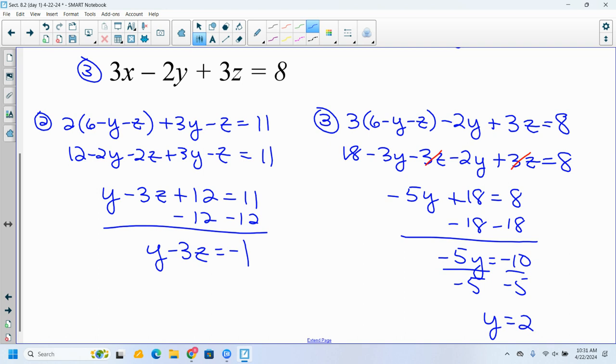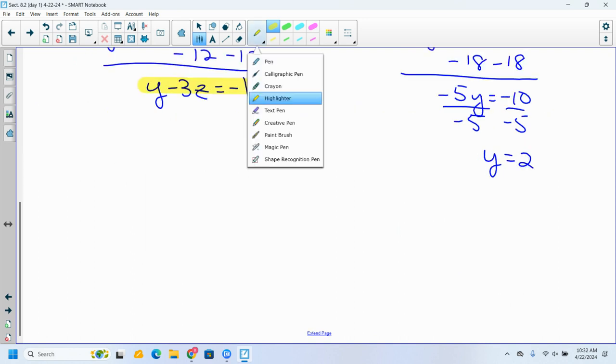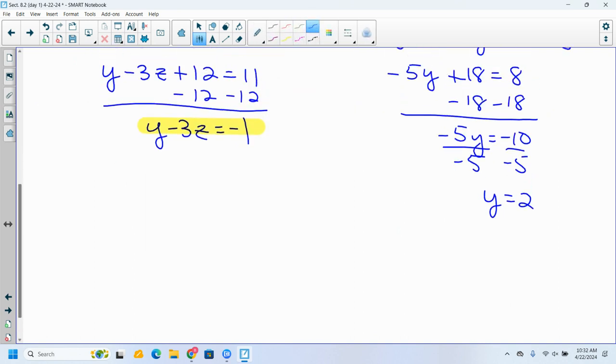Now I still got to find x and z. Where can I go with that from here? All right. Victoria, what can I do? What do you think? Yep. So we want to find the equation that just has 2 variables in it. We plug the y equals 2 in for that one. And I can figure out what z is. So I get 2 minus 3z equals negative 1.